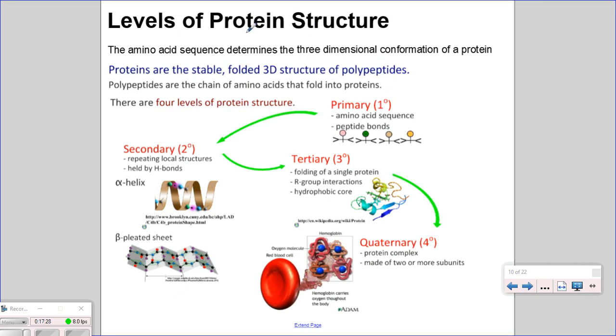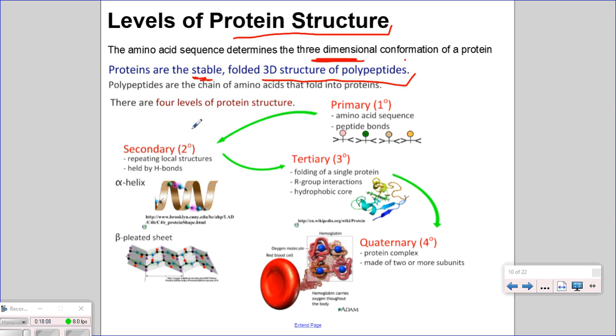Now, within a protein, there are levels of protein structure. So there are different categories of protein structure, or 4 levels of protein structure. The amino acid sequence of that protein is going to determine the 3-dimensional structure of the protein, or the 3-dimensional conformation of that protein. So keep in mind that proteins, when in proper conditions, are going to be stable, folded 3-dimensional structures of these polypeptides.